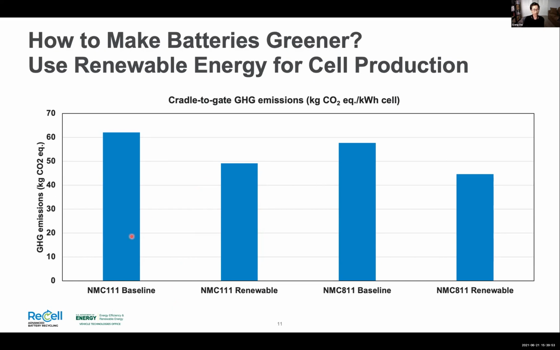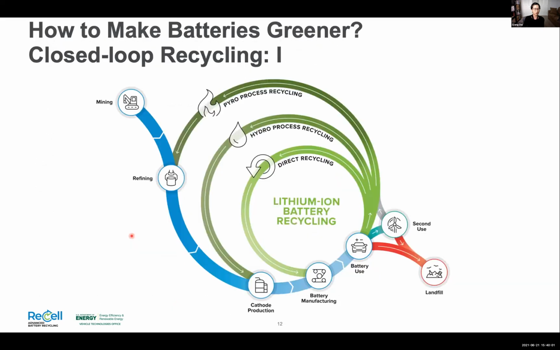Since we've also identified cathode production as a notable driver, another opportunity we may have to reduce the greenhouse gas emissions or other environmental impacts of battery production is through closed loop recycling. So this chart shows the different life cycle stages of a battery. And these green circles represent different closed loop recycling technologies.